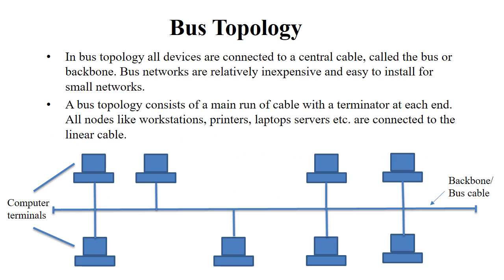Next is bus topology. In bus topology, all devices are connected to a central cable called the bus or backbone. Bus networks are relatively inexpensive and easy to install for small networks. A bus topology consists of a main run of cable with a terminator at each end. All nodes like workstations, printers, laptops, servers, etc. are connected to a linear cable. So this is the structure of bus topology.